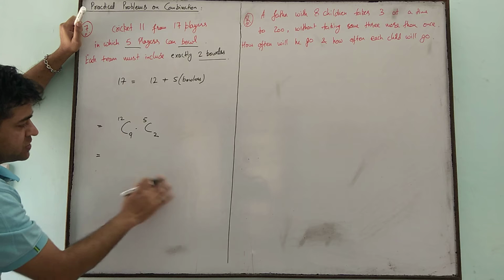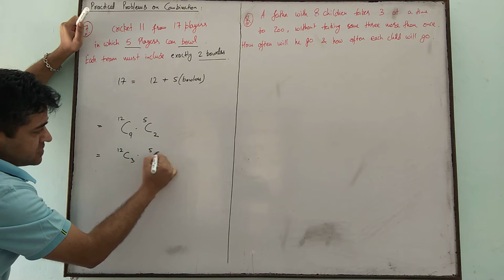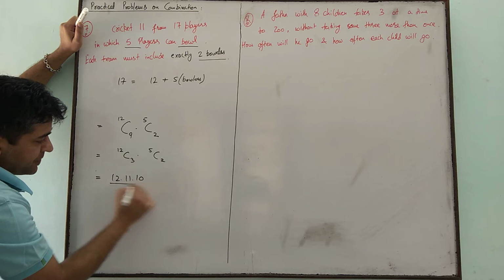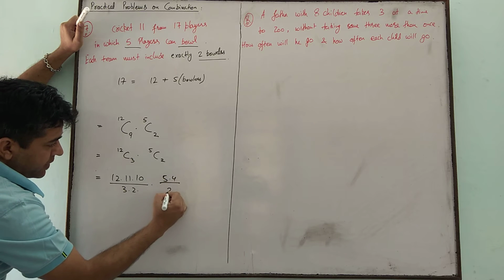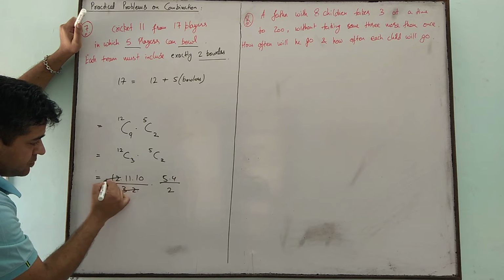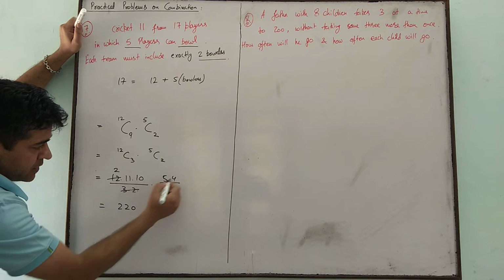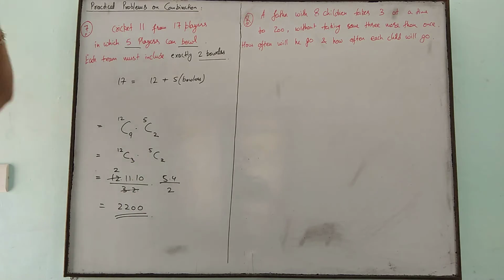12C9 we can solve by using a property, that is 12C3 into 5C2. 12C3 is 12 into 11 into 10 divided by 3 into 2, and 5C2 is 5 into 4 divided by 2. This is 220 into 10, that is 2200 will be our answer.